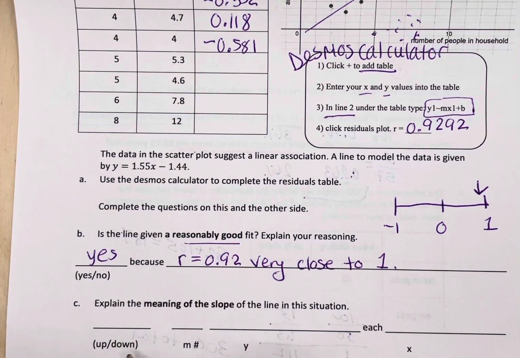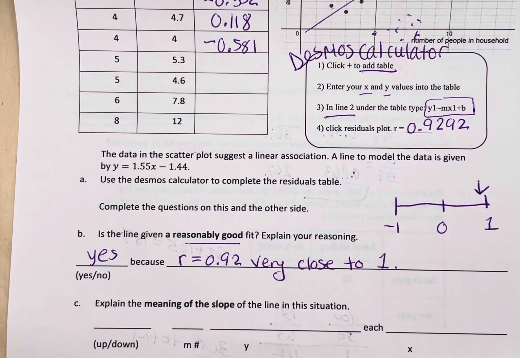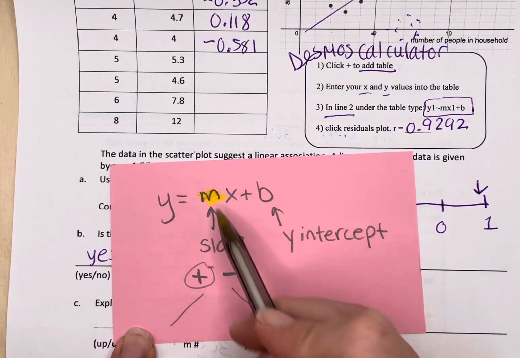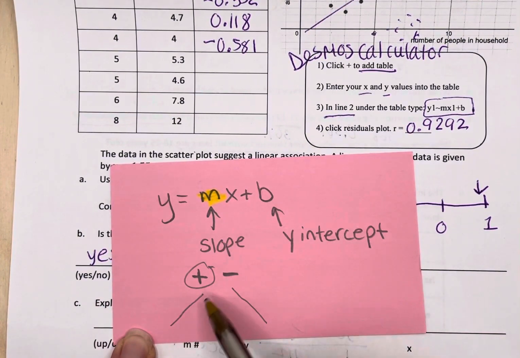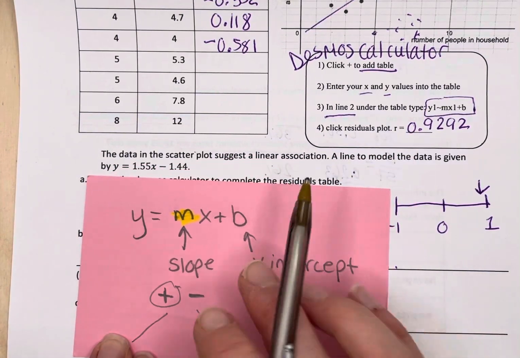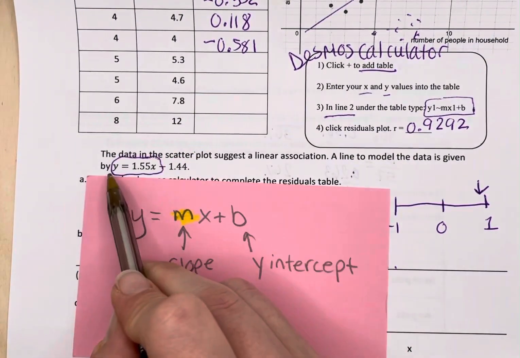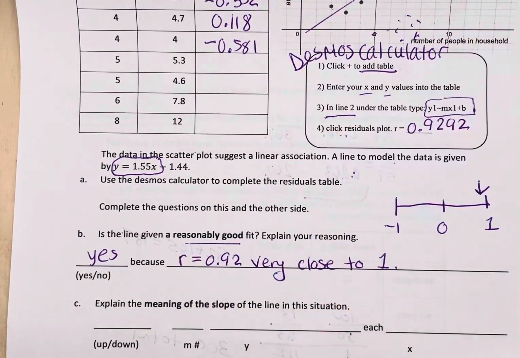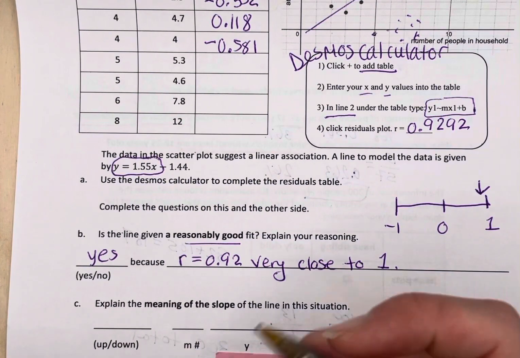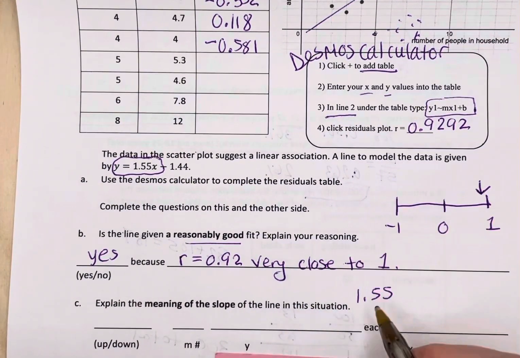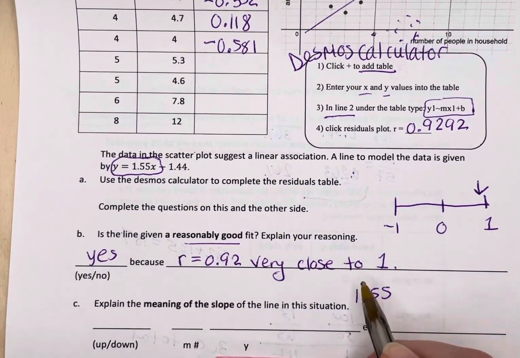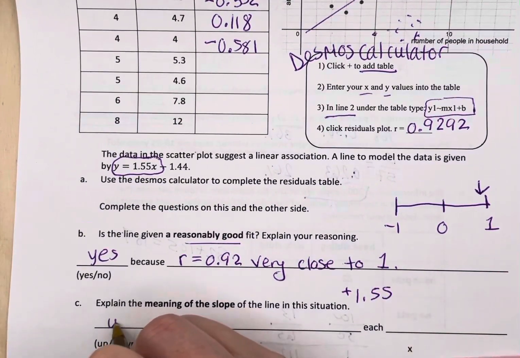The next thing that it asks us about is our slope. What is the meaning of the slope here? And in order to answer that question, you have to remember what slope is. Slope is the M value that tells us if our graph is positive or negative. And mine is right here. So y equals 1.55x. So my slope is 1.55. So if my slope is 1.55, I need to know, is that going up or is that going down? Well, since this is a positive 1.55, we know we're going up.